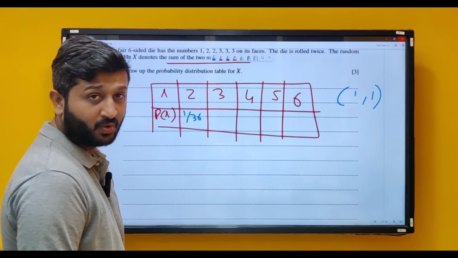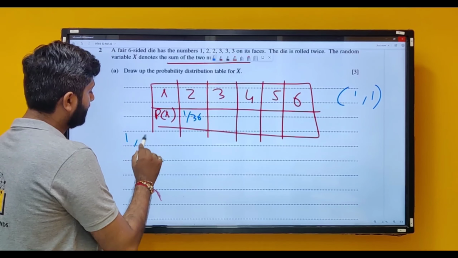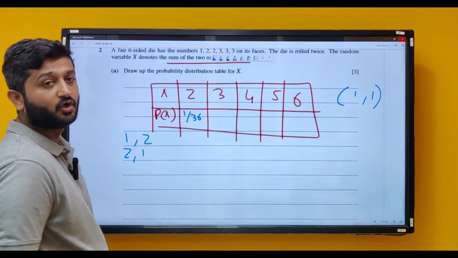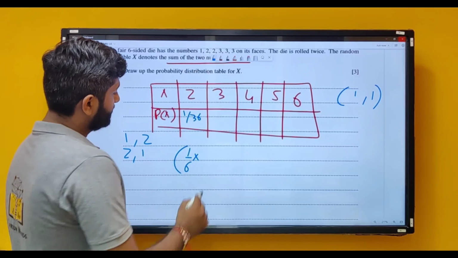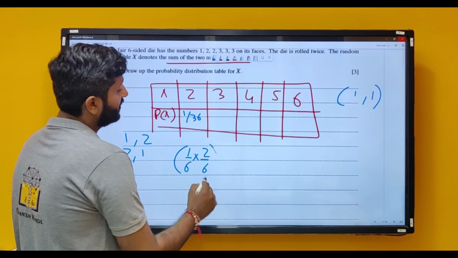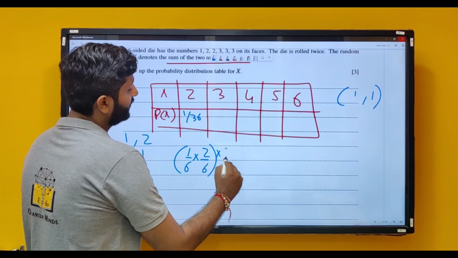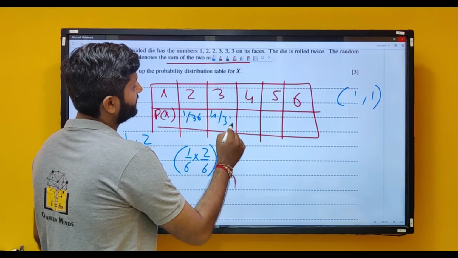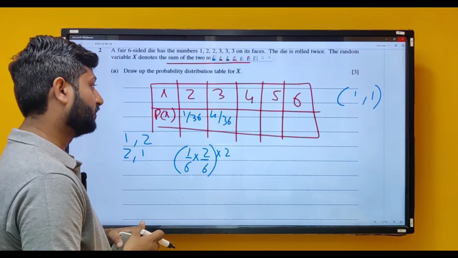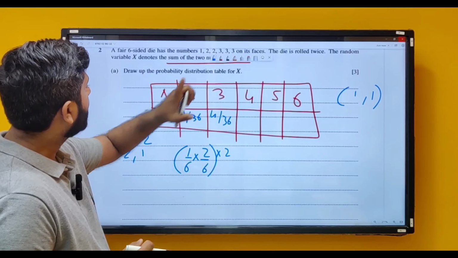Now how can I get 3? I can get 3 if I have 1 and 2 and if I have 2 and 1. So the probability of getting 1 is 1 by 6, the probability of getting 2 is 2 by 6, whole multiplied with 2. So I think I have 4 by 36, right? 4 by 36.